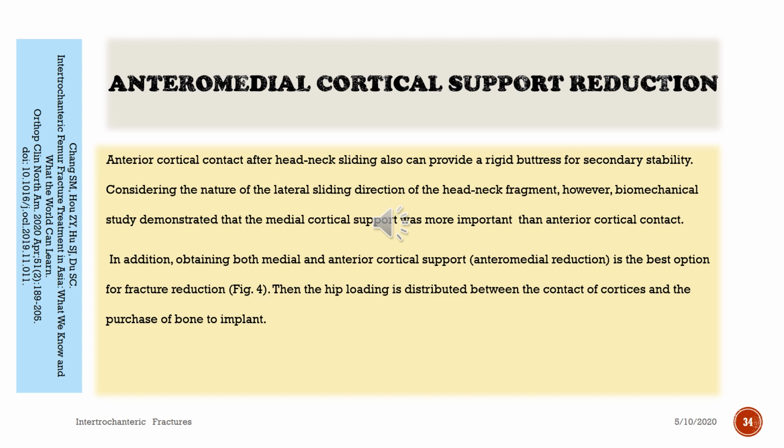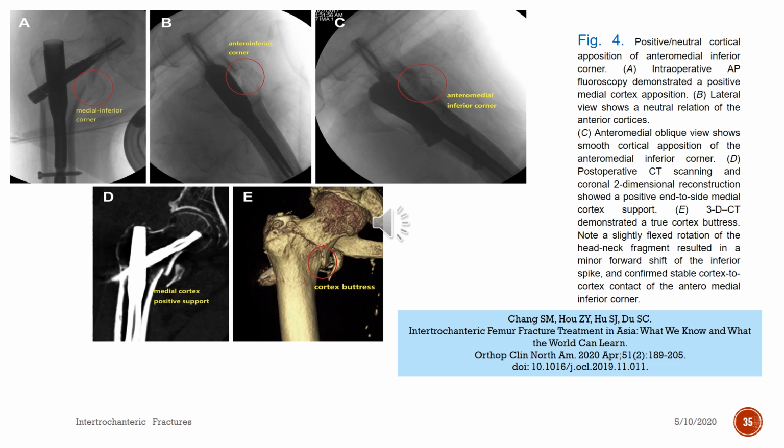This figure is very demonstrative. Look at the positive cortical support. Look at figure A. Also in lateral radiography, look at figure B. You can see the positive cortical support, and the anteromedial inferior corner is clearly shown in this figure. And also examine the CT scan images of the medial cortical positive support and cortex buttress.